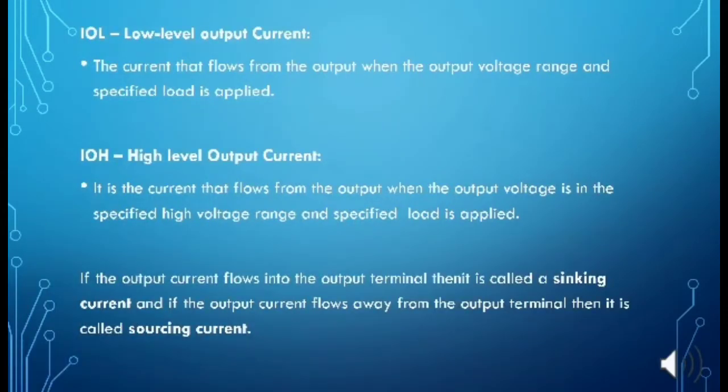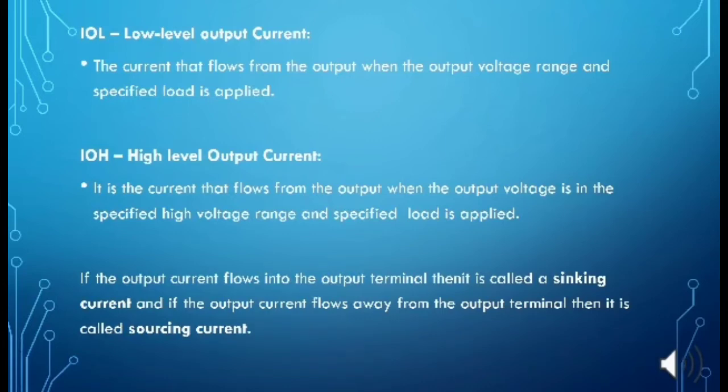IOL, the low-level output current. It is the current that flows from the output when the output voltage is in the specified low voltage range and a specified load is applied. IOH, the high-level output current. It is the current that flows from the output when the output voltage is in the specified high voltage range and a specified load is applied.